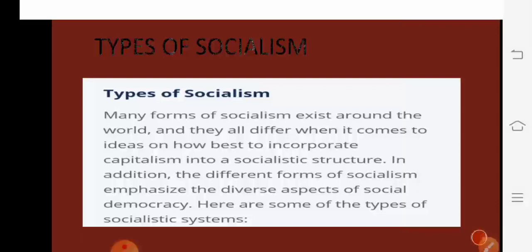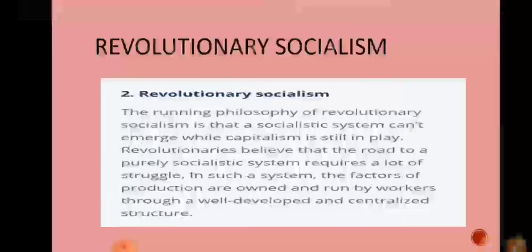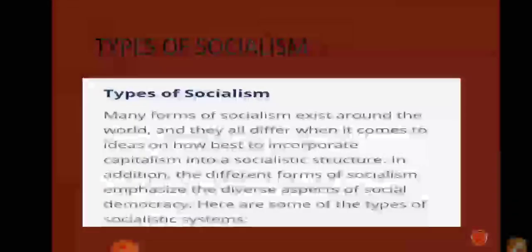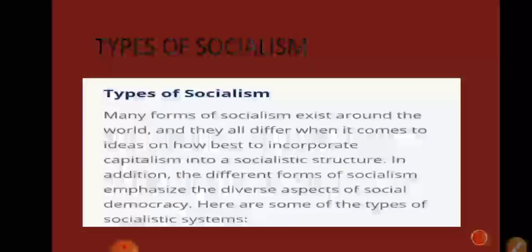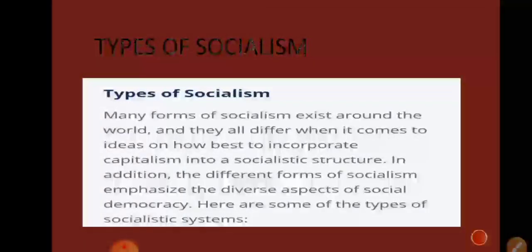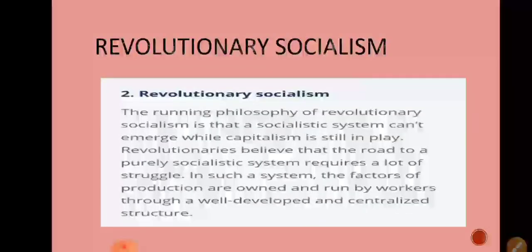So here in capitalism, children, you can see that a person is going to make more money by owning more property. Okay, so next we can see the types of socialism.